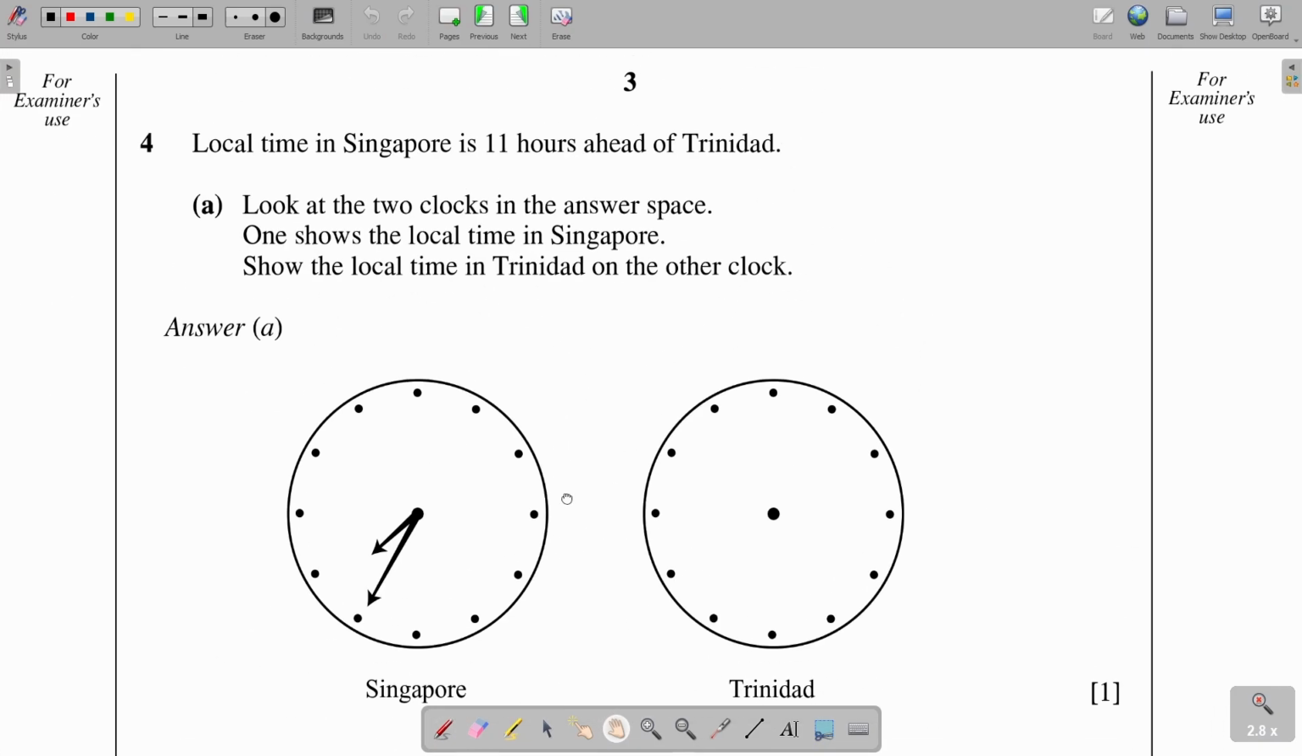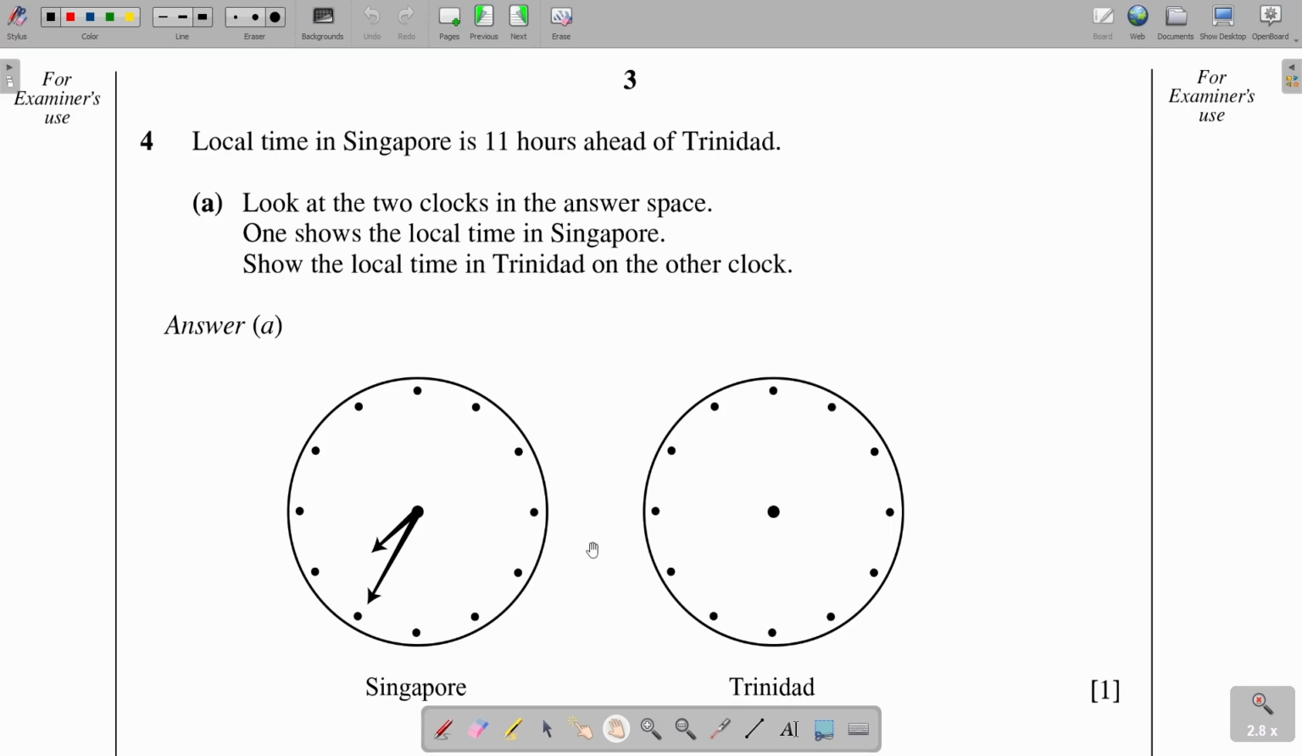Okay, moving on to question number 4. Local time in Singapore is 11 hours ahead of Trinidad. Look at the two clocks in the answer space. One shows the local time in Singapore, show the local time in Trinidad on the other clock. So if it was 12 hours ahead, the hour hand, which is this one, would be right here. So instead of being 7:35, it would be 8:35. But because it is 11 hours ahead, it is just one behind there.